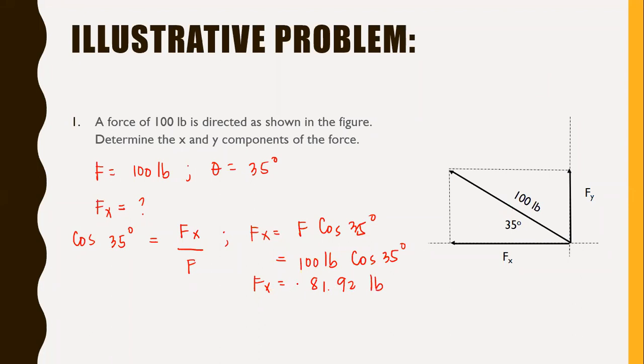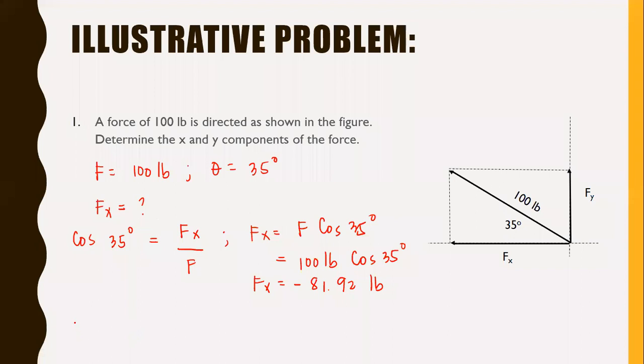Remember that your Fx is lying on the second quadrant. Therefore, the direction would be negative. Why? Because according to the lecture, if the force is lying on the second quadrant, the sign of your x is negative, and for your y, you have positive.